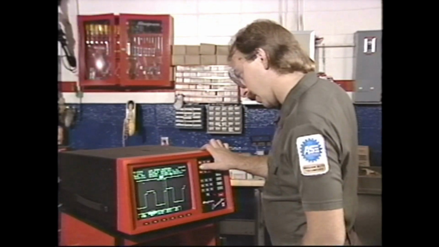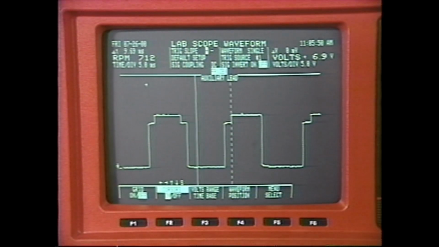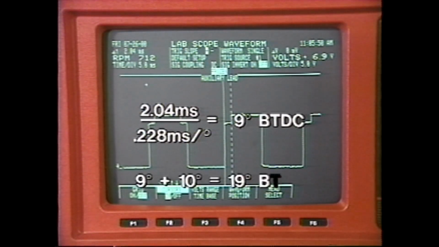Position a cursor on the leading edge of the PIP signal and measure backwards to the leading edge of the spout signal. Convert that measurement to degrees by dividing milliseconds by the number of milliseconds per degree. For this car, since the PIP signal, or base timing, occurs at 10 degrees before top dead center, you must add 10 degrees to the spout measurement to determine total timing.